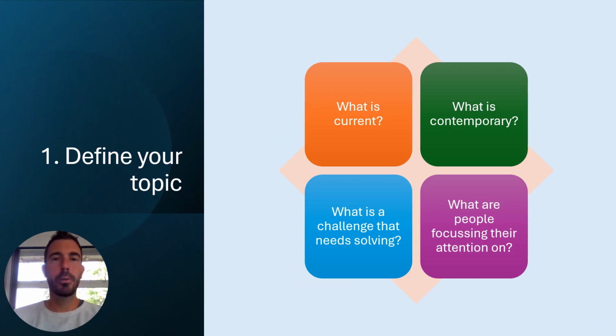Let's go through each of these prongs in turn. So first up, how to define your topic. You need to think about what is current and contemporary, what is out there at the moment, topics of investigation, research questions, things that organisations are focusing on that give us an idea of what is coming in the future that we might need to deal with.